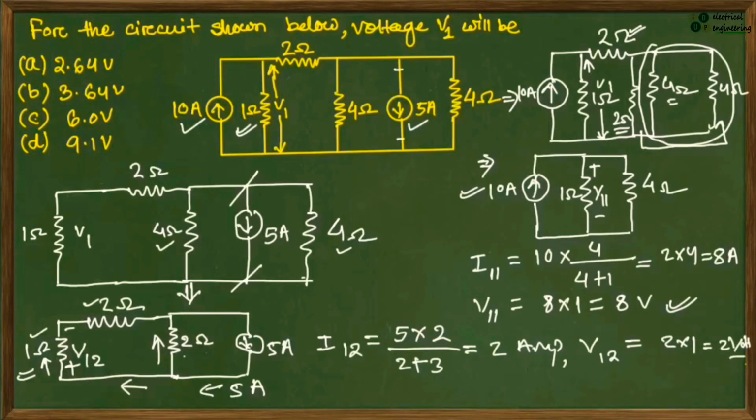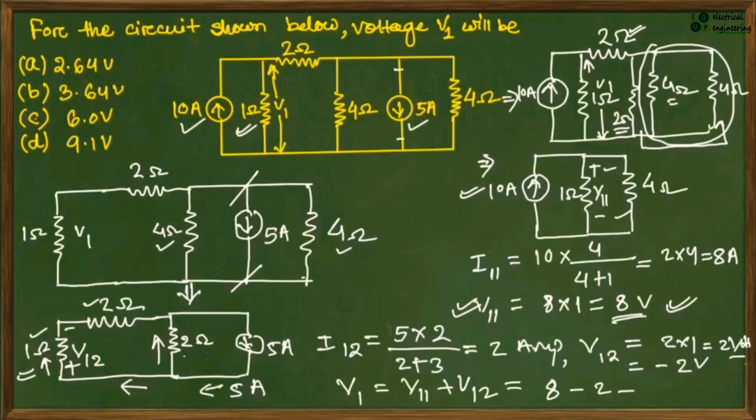If you take a close look here, the voltage polarity is negative and positive. So here the polarity of this voltage V12 will take a negative sign, so this is equal to minus 2 volt. And here V11 is 8 volt, positive to negative, so this is positive. So the total voltage as per the superposition law, V1 equals V11 plus V12. So this is 8 minus 2 equal to 6 volt. So the voltage across this 1 ohm resistance will be 6 volt. So option C is the right answer.